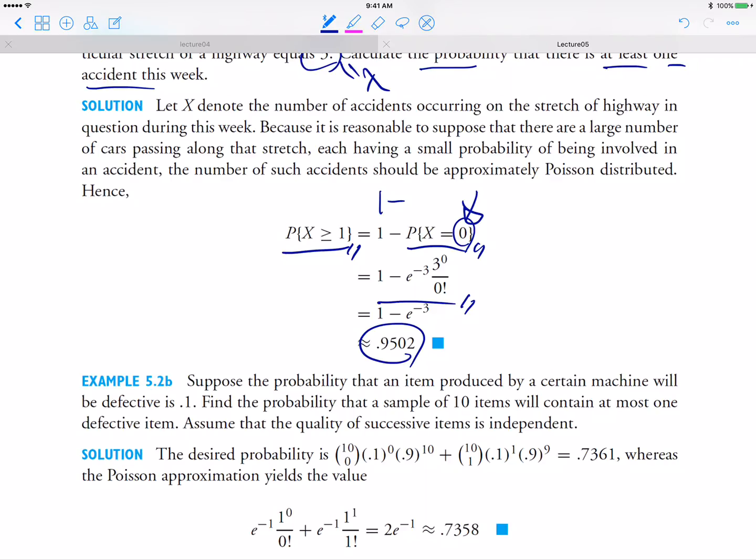Suppose the probability that an item produced by a certain machine will be defective is 0.1. Okay, and then the probability that a sample of 10 items will contain at most one defective item, which means out of 10 items, either 0 defective items or just one defective item.